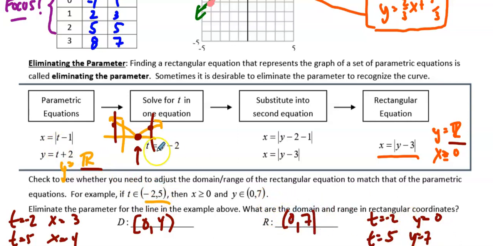And the reason I know I can do this is because this is just a straight line. Sorry, not a horizontal line, it's a straight line. So I know I can do that. So that's all you have to know for domain and range.